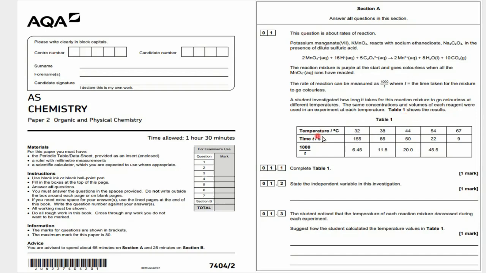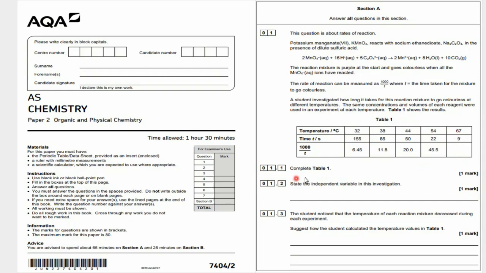So we have the temperature here, and the range of our temperatures goes from 32 to 38 to 44, 54, and 67. And then below that is the time for each, which is 155, 85, 50, 22, and 9. Now, at the bottom, we have the rate of reaction, which has been measured by doing the calculation 1000 divided by t. And we have 6.45, 11.8, 20, and 45.5. And we have the final rate of reaction missing for the result at 67 degrees.